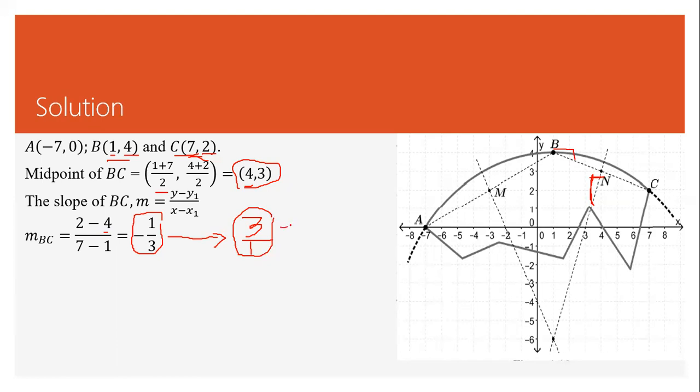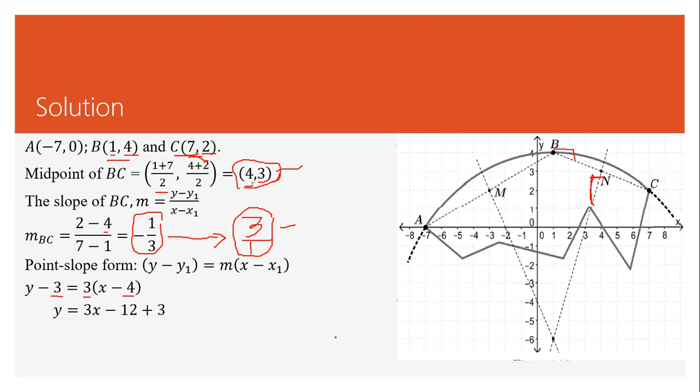Since we have the slope of the bisector line and the midpoint or a point of a bisector line, pwede na natin makuha ang iyang equation using the point slope form. So y minus y sub 1 equals m times the quantity of x minus x sub 1. Ang slope is 3, and then ang atong x sub 1 and y sub 1 is 4 and 3. So y minus 3 is equal to 3 times the quantity of x minus 4. So this is the equation of our bisector.